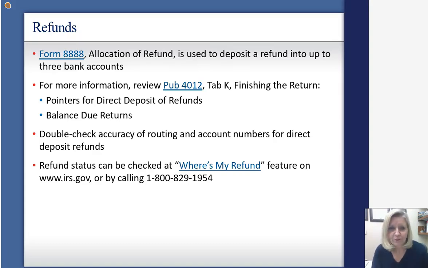If there's a refund, there is Form 8888, which is used to deposit a refund in up to 3 bank accounts. So if a client wanted part of it to go into a savings account and part to go into their checking account, they certainly could do that. Direct deposit is really the way that they need to handle their return this year. I am understanding that paper checks are phased out as of September 30th of 2025. Paper checks are phased out.